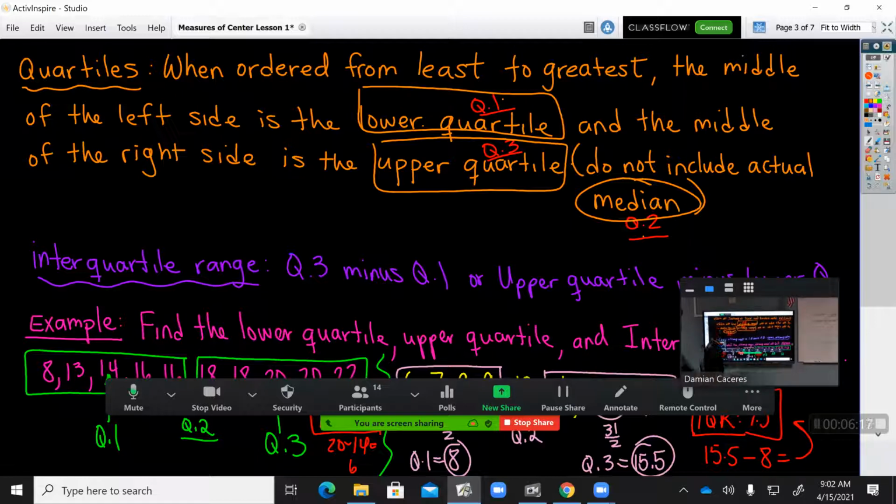Now, this is important here, what I put in parentheses at the end. The middle of the left side is the lower quartile, and the middle of the right side is the upper quartile. But when you calculate those, do not include the actual median. So we'll review that once we do the examples below, but just make sure that you do not include the actual median. Keyword there is actual.